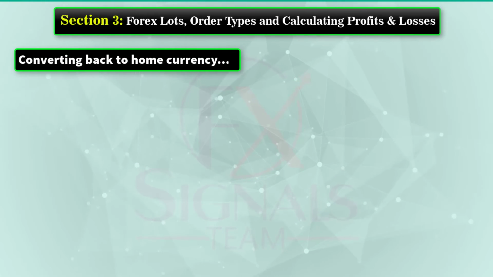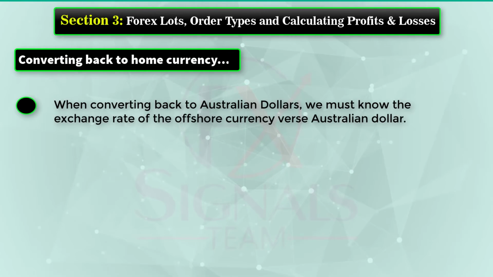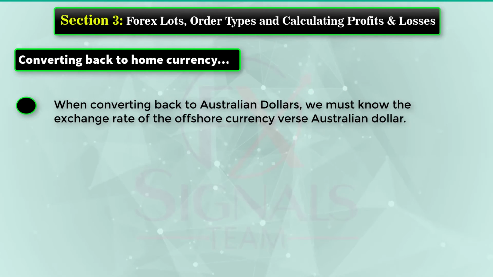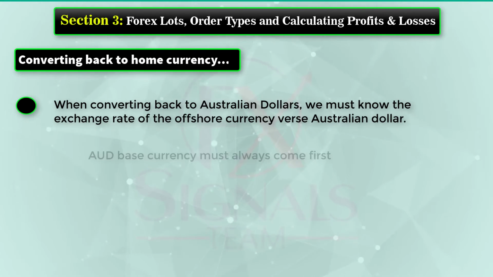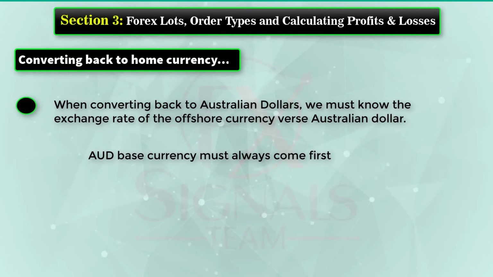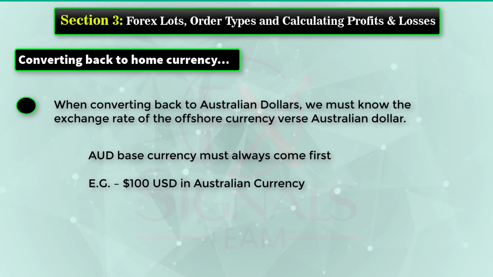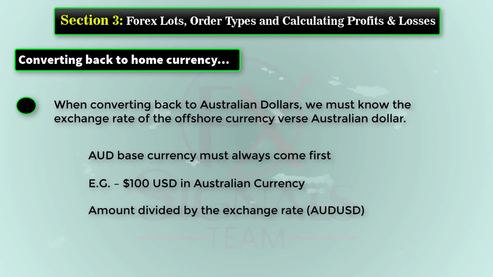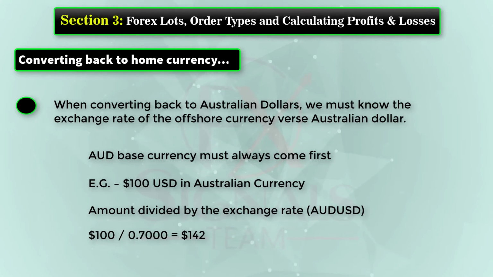Converting back to home currency. When converting back to Australian dollars, we must know the exchange rate of the offshore currency versus Australian dollar. AUD-based currency must always come first, for example $100 USD in Australian currency. Amount divided by the exchange rate, AUD-USD, $100 over 0.7000 equals $142.